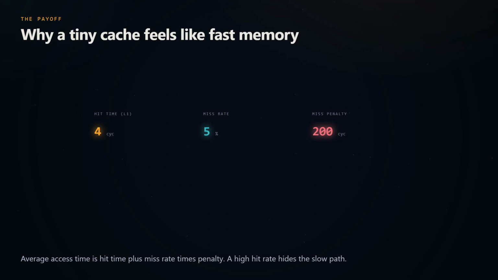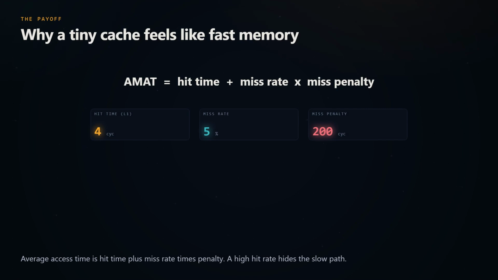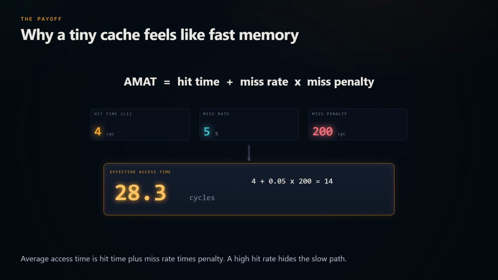Put it together with one equation. Average memory access time equals the hit time, plus the miss rate times the miss penalty. Say a level 1 hit costs 4 cycles, you miss 5% of the time, and a miss costs 200. That is 4 plus 0.05 times 200, which is just 14 cycles on average, against 200 if you had no cache at all. A high hit rate is what makes slow memory feel fast. Apply the same formula level by level, and the whole hierarchy comes alive.